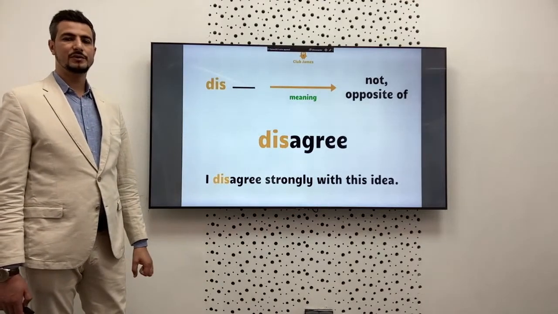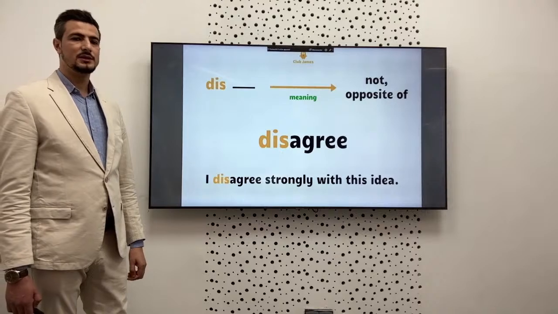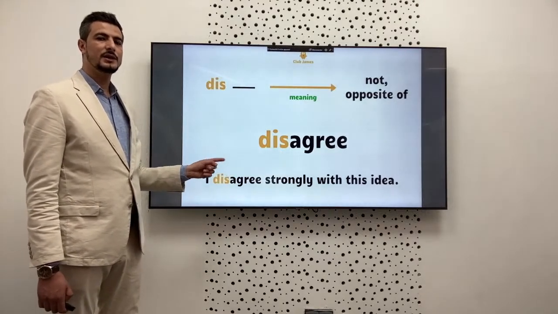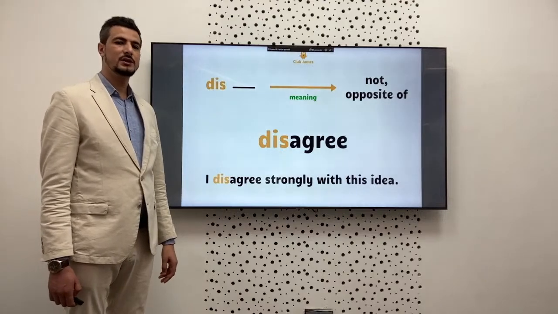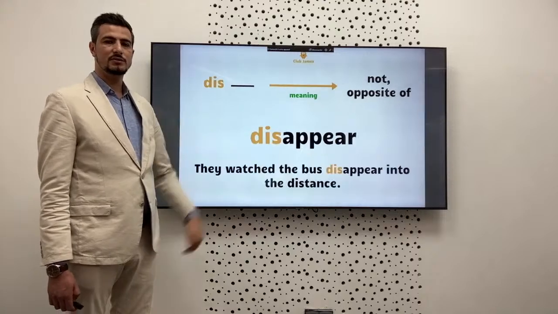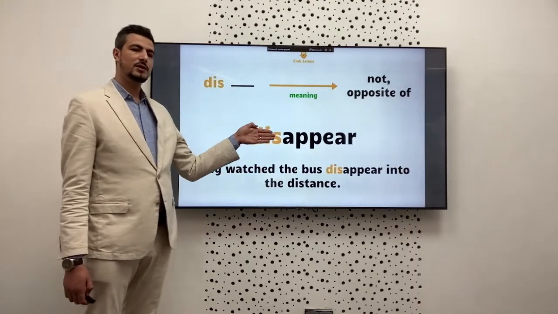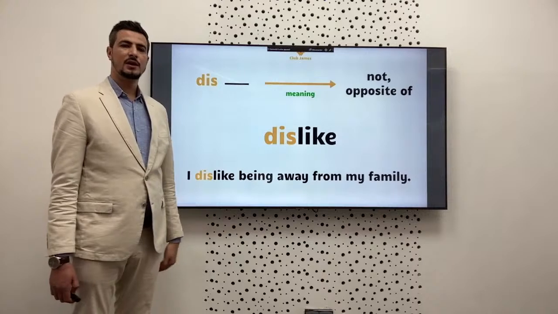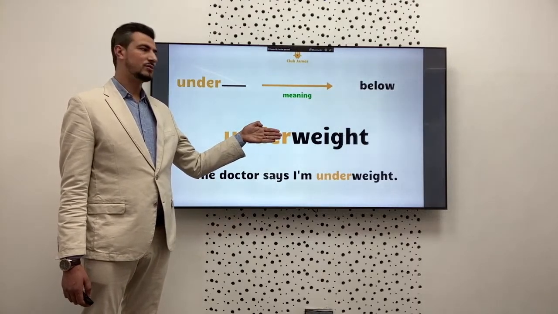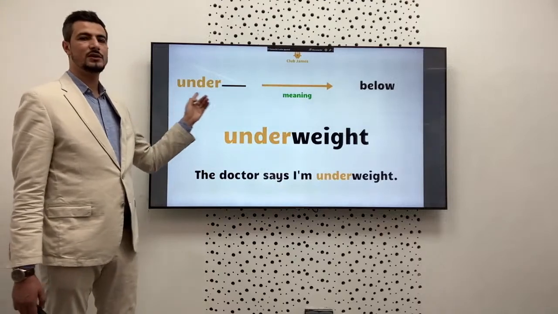Another example of a prefix is dis. We've already seen this. Let's see this example. Agree, disagree. The opposite of agree is disagree. Appear, disappear. Like, dislike.